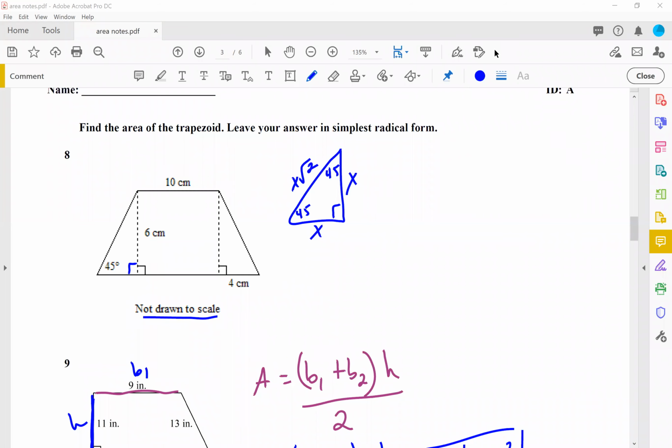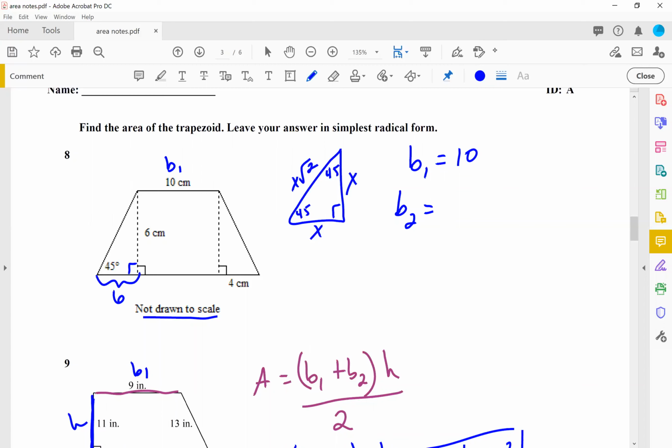So with that being said, this is going to be 6 centimeters, this height part. So that means since this is a 45, 45, 90 triangle, this little piece right here is also going to be 6. Because remember, on a 45, 45, 90, your two legs are the same. So now, base 1, I'm going to call it the top up here, base 1, that's 10. Base 2 is these three sections that we have to add together.